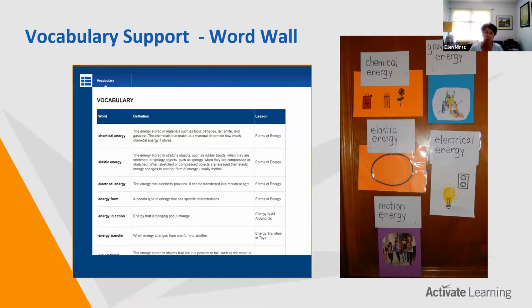The portion of the word wall displayed here is from the 4th grade Transfer of Energy unit. It illustrates different forms of energy.